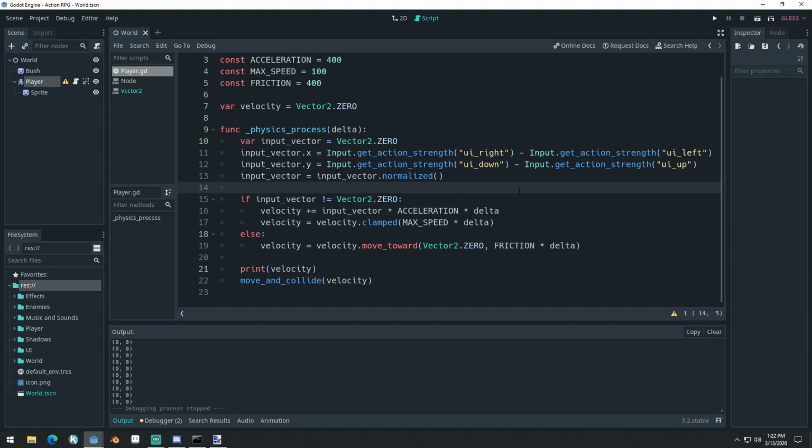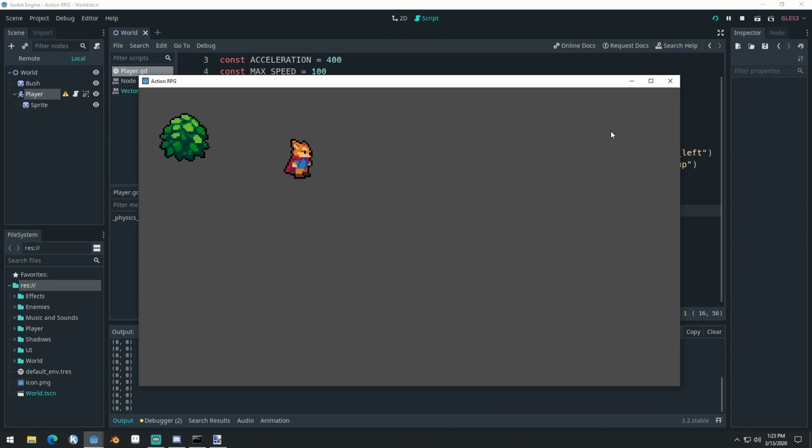And so those are the different places where you need to multiply delta, right? Whenever you have something that changes over time, if it's connected to your frame rate, you need to multiply it by delta. So the velocity is our change in position over time, because the velocity affects the position. Our acceleration is the change in velocity over time, because our acceleration affects the velocity. And our friction, just like our acceleration, is also the change in velocity over time. Those all need to be multiplied by delta.